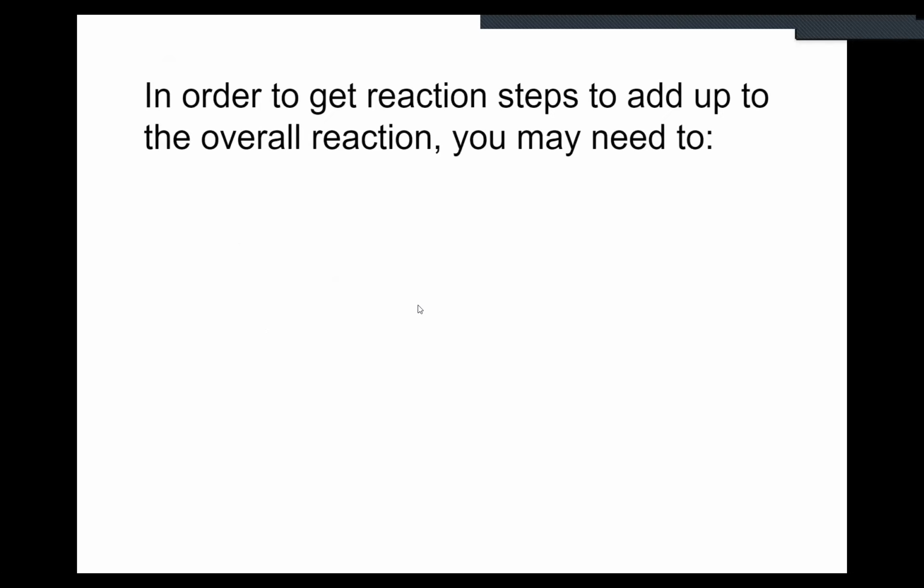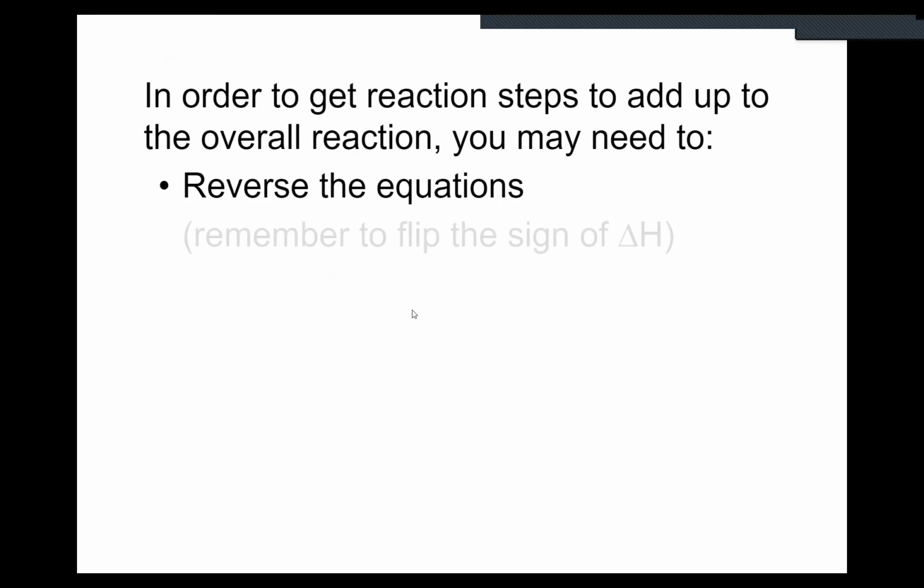Sometimes, to get the reaction steps to add up to the overall reaction, you might need to reverse the equations around. If you do that, that means you're going to make reactants products and products reactants. If that's the case, the sign of delta H would change. So if it was a negative delta H to begin with, it will become positive. If it's positive to begin with, it becomes negative.